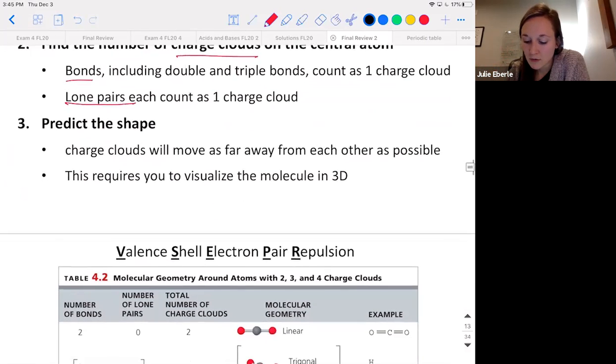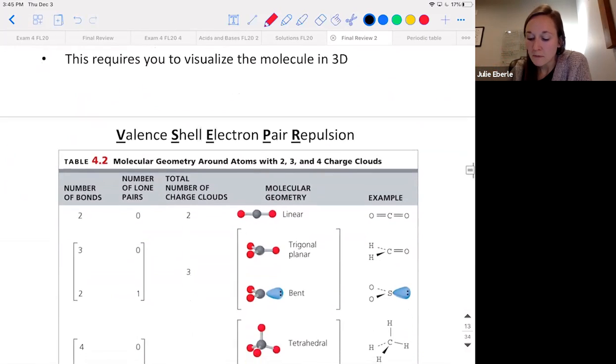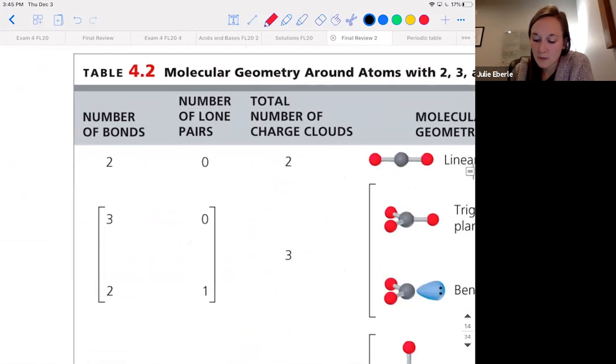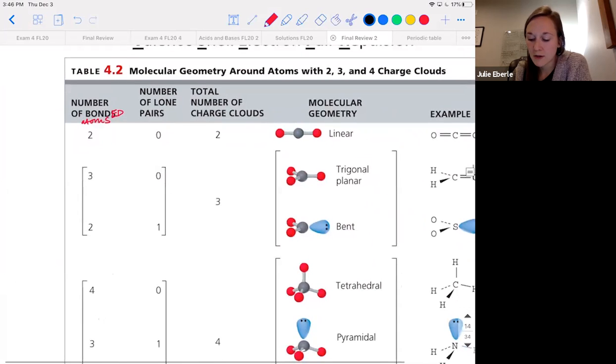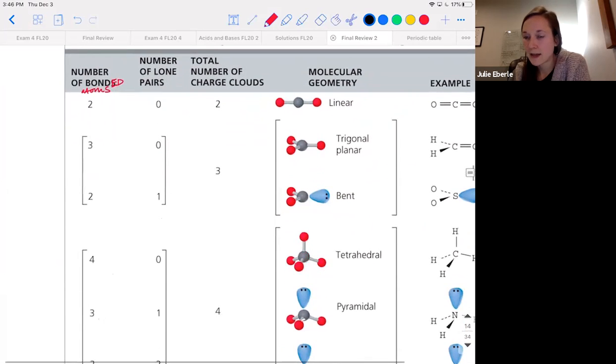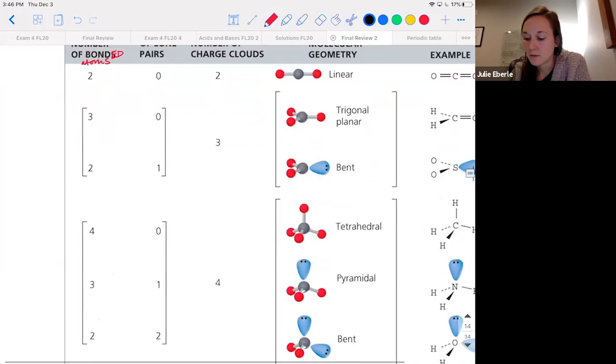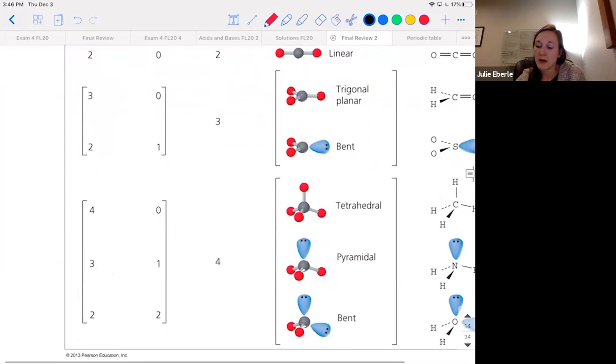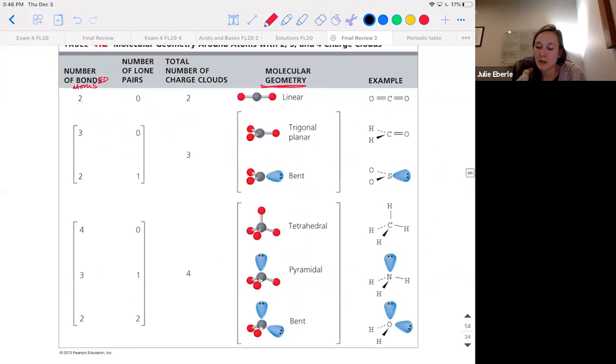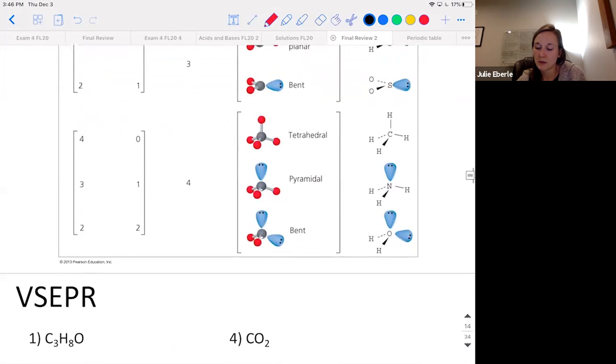Then you use this table and you predict the shape. Okay, remember I edited this first column. I said number of bonded atoms. So look at the number of bonded atoms, the number of lone pairs, the total number of charge clouds, and see how that adds up to get your geometry name. Okay, so you'll have this on your resources page. Let's actually do an example down here.